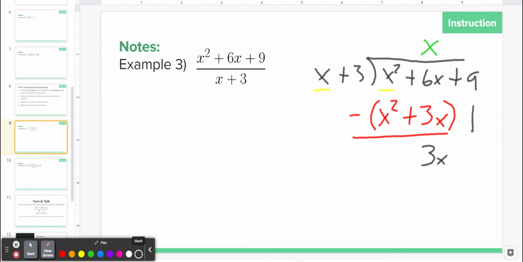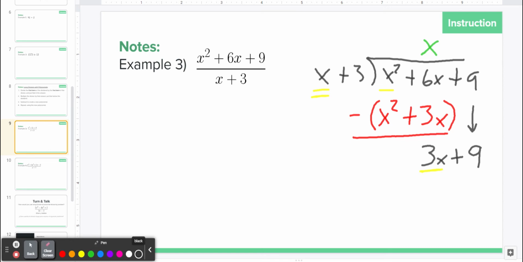We're going to drag down this 9 to write out our new polynomial. Now this polynomial here, 3x plus 9, that's how much we have left. And so we're going to see how many times x plus 3 goes into that. So again, focus on those first terms. This 3x is what we want to focus on.